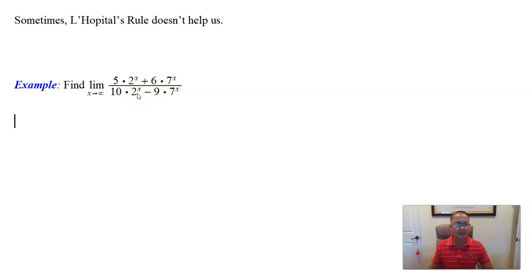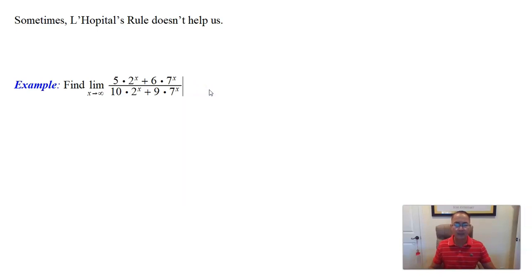Here in the denominator, that's going to infinity. Oh, wait, this is also going to infinity. Maybe let's change that just for now. Let's change that to a plus, so we don't have dueling infinities. That will come a little later. So this has the form infinity over infinity.